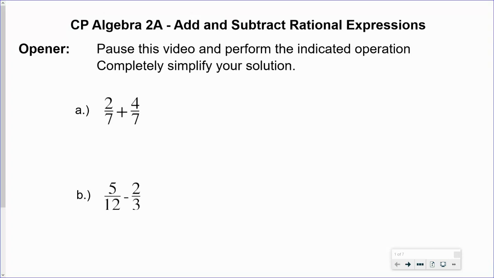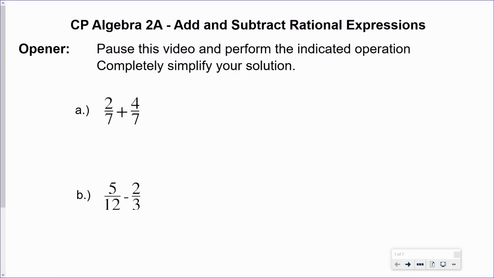Okay, so last week we learned how to multiply and divide rational expressions. This week we'll learn how to add and subtract rational expressions. We will explore two different scenarios in this series of 4 videos. One is that we'll look at adding and subtracting rational expressions with like denominators, and then we'll look at adding and subtracting rational expressions with unlike denominators.